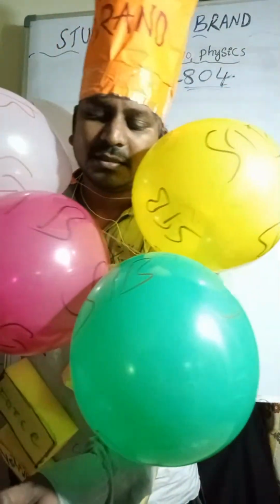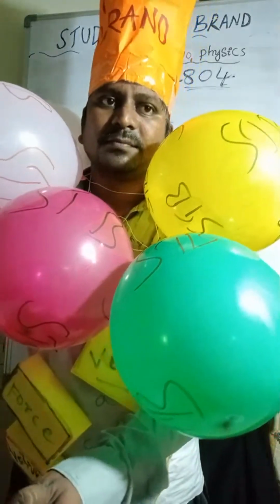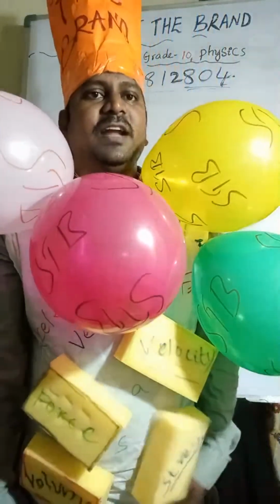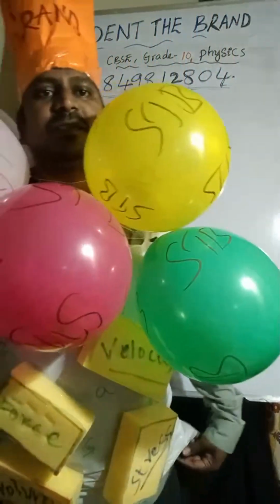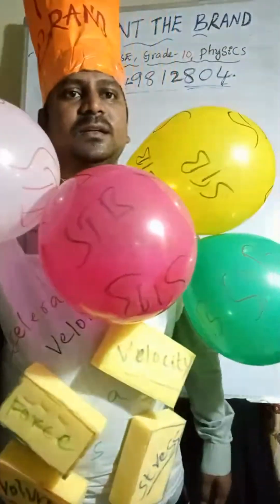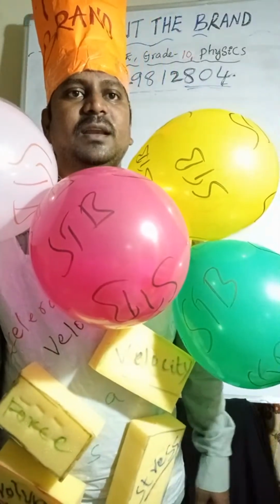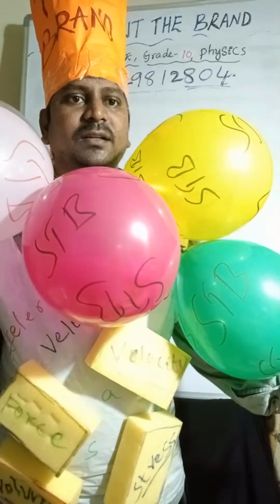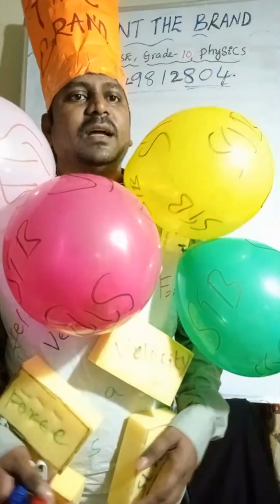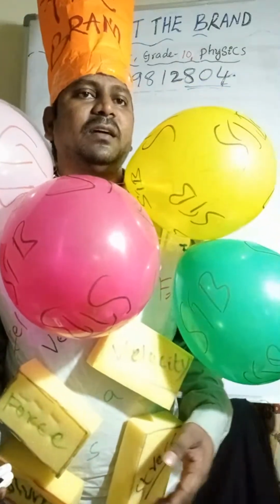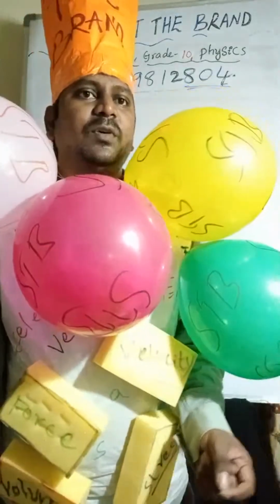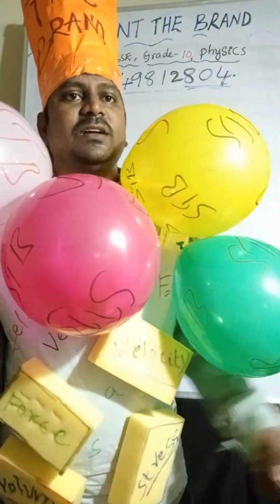Today's topic is light reflection and refraction. In this video we will discuss the reflection phenomenon. Light incident on a surface reflects back. There are the incident ray, the reflected ray, and the normal line. The angle between the incident ray and the normal line is called the angle of incidence. The angle between the reflected ray and the normal line is called the angle of reflection. We will discuss reflection of light and the laws of reflection.